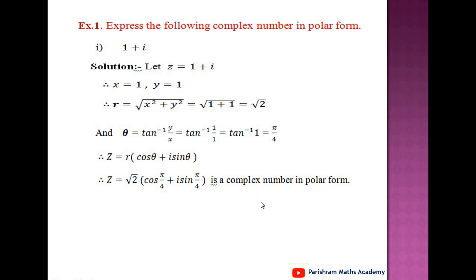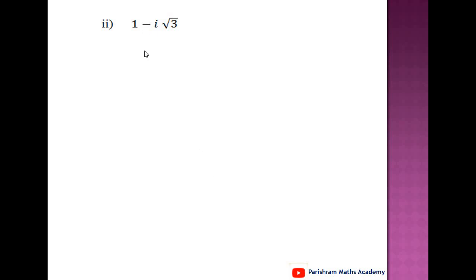Okay. Next example, 1 minus i into root of 3. This is a complex number in Cartesian form.